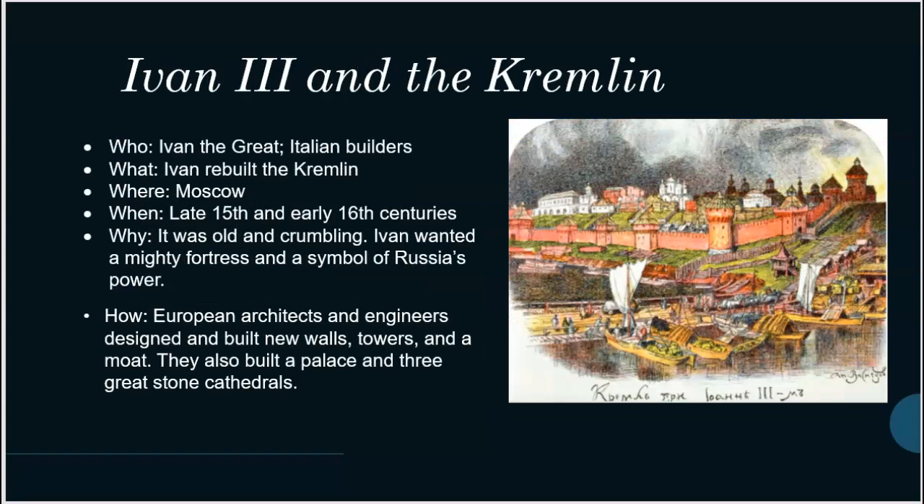Ivan III and the Kremlin. This is a who, what, when, where, why, how format for the next few slides. Who, Ivan the Great and Italian builders. What, Ivan built the Kremlin. Where, Moscow. When, the late 15th and early 16th centuries. Why, it was old and crumbling. Ivan wanted a mighty fortress and a symbol of Russia's power. And how, European architects and engineers designed and built new walls, towers, and a moat. They also built a palace and 3 great stone cathedrals.